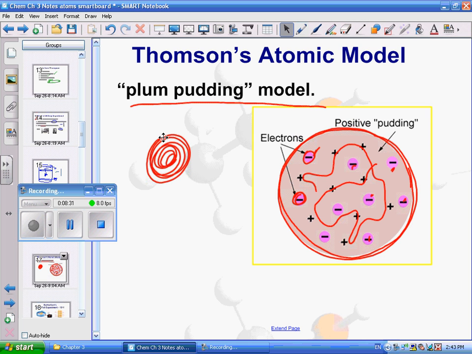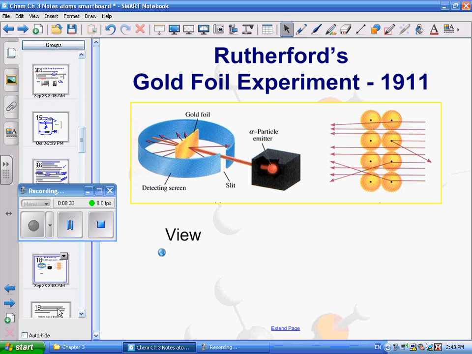All right. Next comes Rutherford's gold foil experiment, which was roughly about 2 to 3 years later. Let's talk about what he did. He started off with this alpha particle emitter, and the alpha particle emitter shoots these positive particles at this piece of gold foil. This is a very, very thin piece of gold foil, only 200-300 atoms thick.